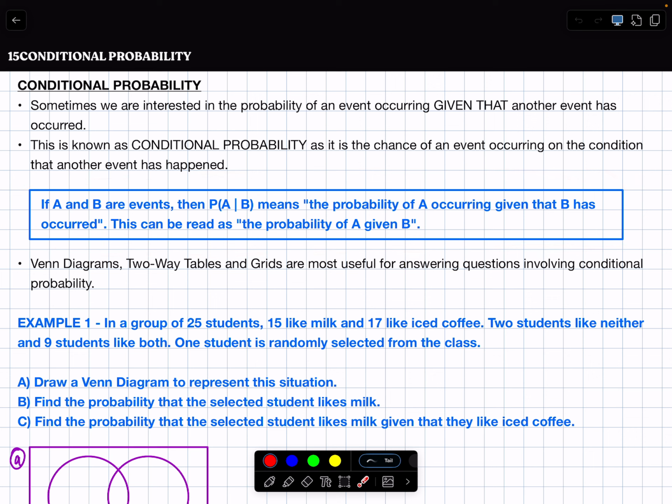So if A and B are events, then the probability of A with a line between it and B, what does that mean? That means the probability of A occurring given that B has occurred. You can also read this as the probability of A given B. So I'll give you a moment. And you get that? That's something you can put on your cheat sheet. You get one-sided A4 handwritten note sheet again.